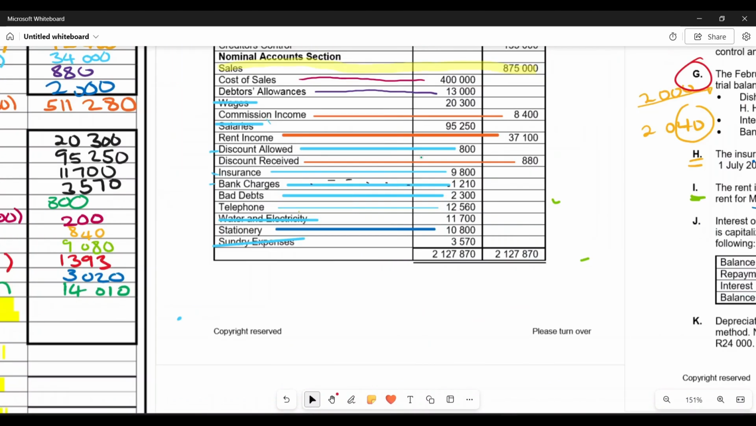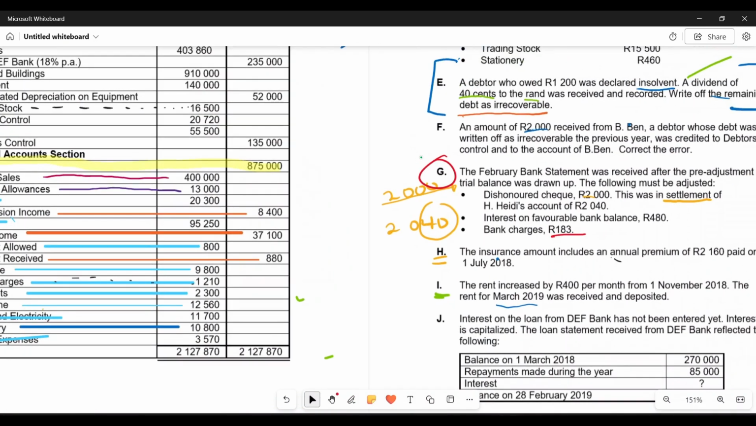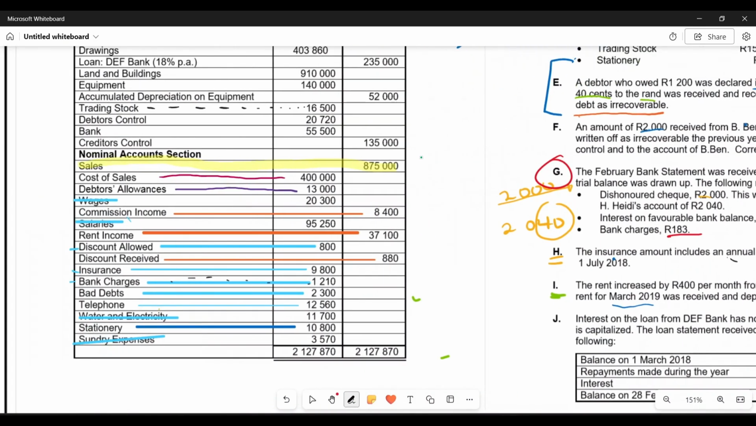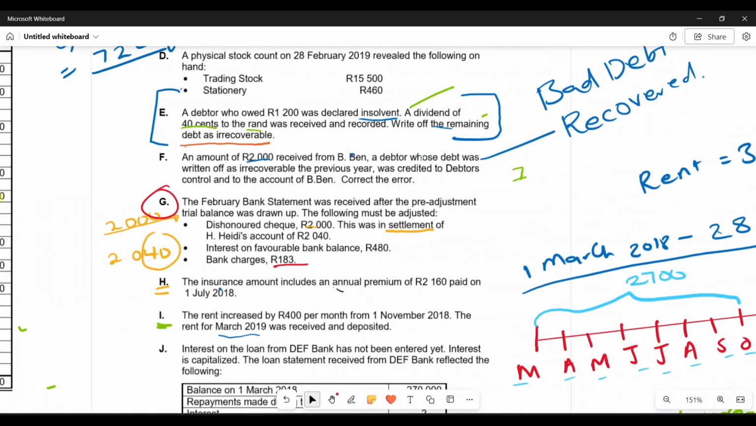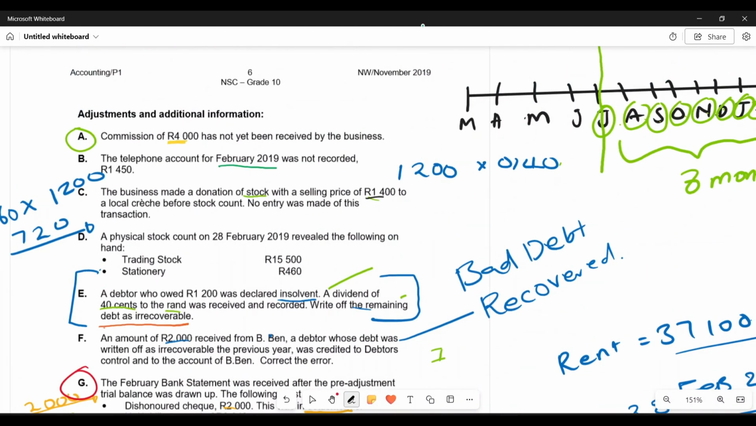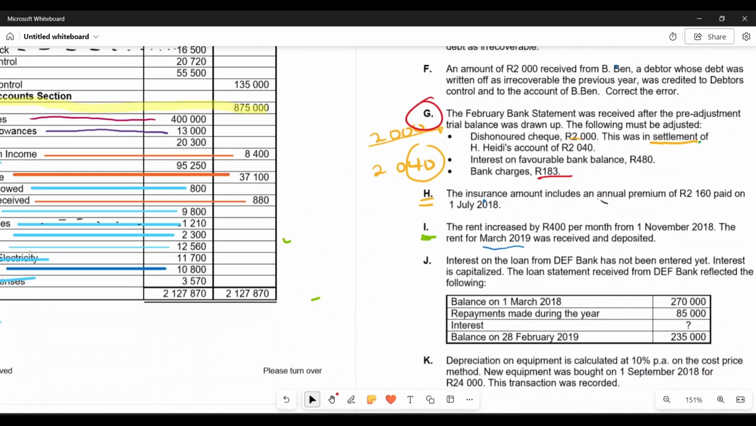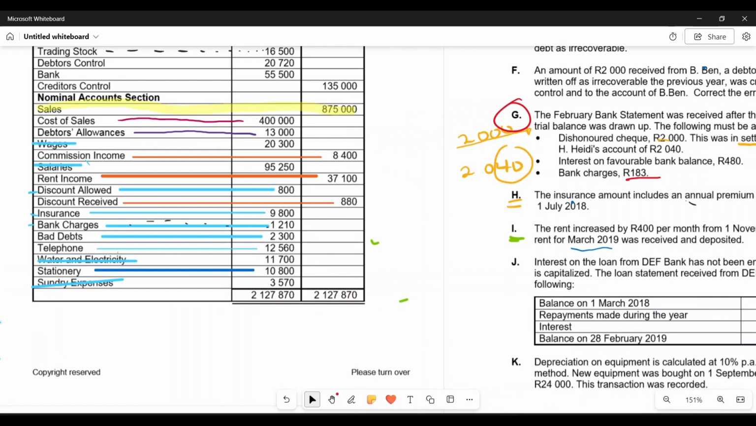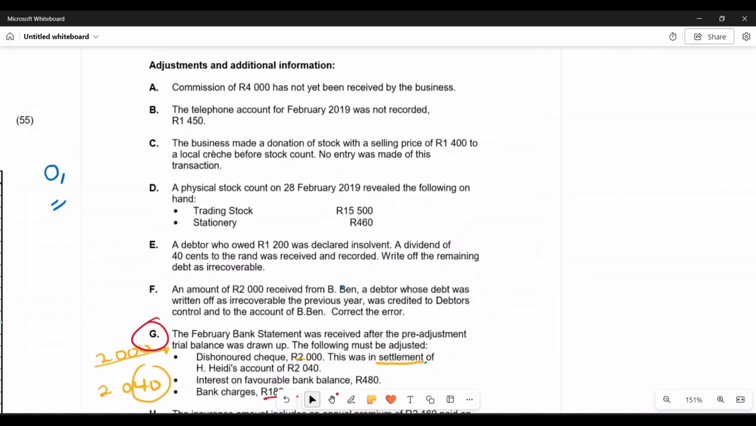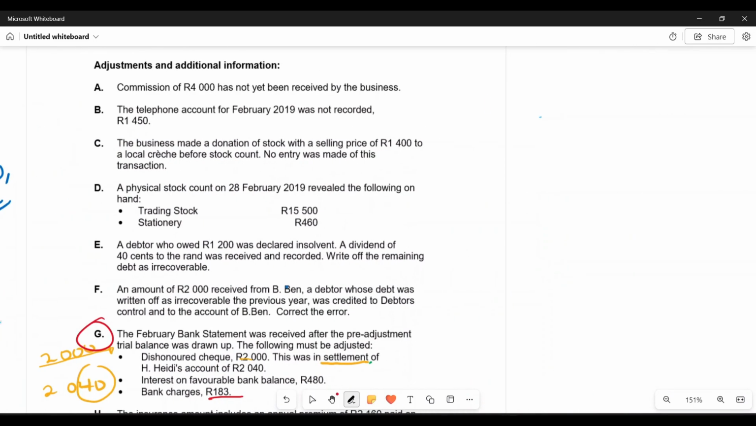Now, stationery used. I am given my stationery balance here. Let me see how much it is. It's 10,800, so you just erase here. The stationery balance that I was given, remember I said it is equal to 10,800. So my stationery balance is 10,800.